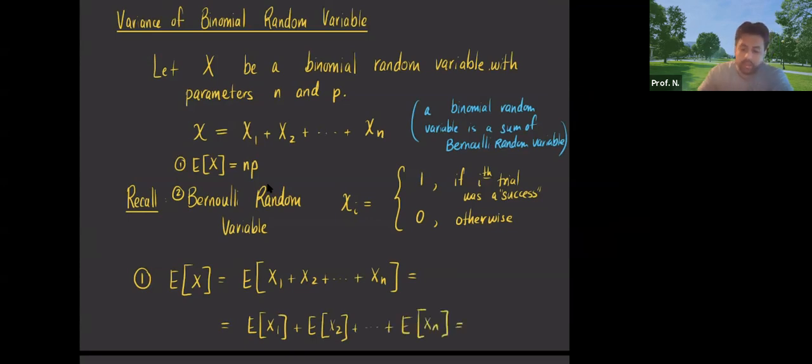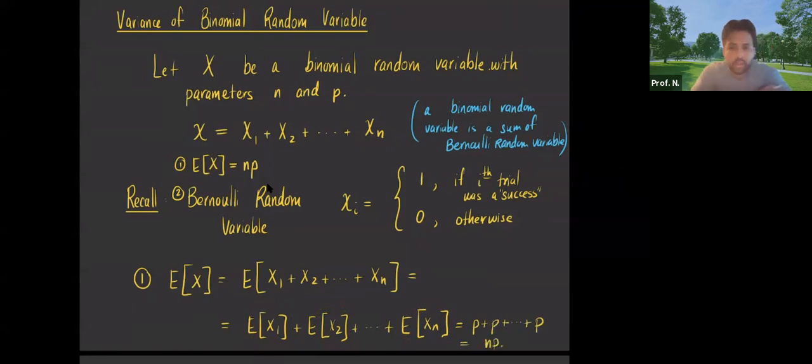But each of these, X sub i, X1, X2, they're Bernoulli. And if you remember, the expected value of a Bernoulli was simply p, the probability of a success. And how many p's do we have? We have n of them. So each of these is p, p plus, all the way to p, but there are n of them, so np.